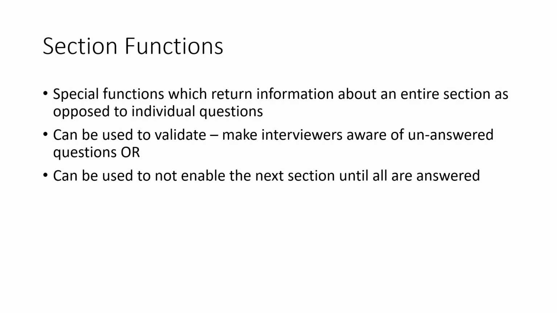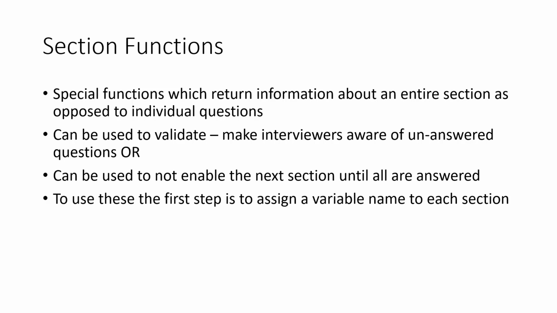Now, if you're going to go down this path, it's important to make sure that all your questions are all encompassing, so you have don't know and refuse codes in every single question. Otherwise, interviewers might be forced to press something which is not true or an answer not given by the respondent just to proceed. The first step in using these section functions is that we need to give each section a variable name so that we can reference it. That's done here when you set up your sections in the little field variable name.